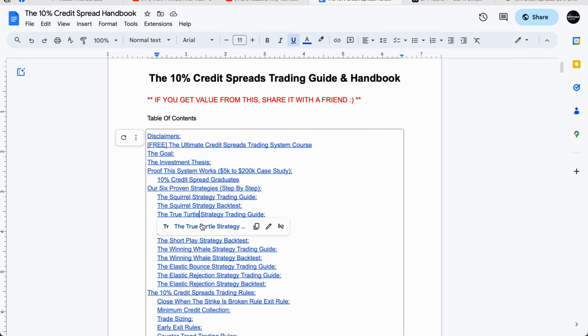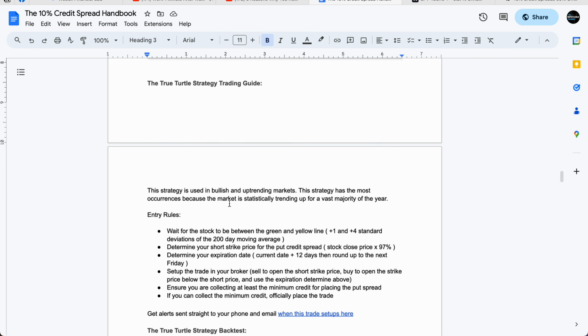So if we look at it, it's called the Turtle Strategy, so let's jump right to that. The Turtle Strategy comes from profiting in bullish and uptrending markets. It's called the Turtle Strategy because back in the 1900s, we had Richard Dennis, who was a legendary trend follower, who took some people off the street who had no experience trading and taught them trend following rules, and they went on to make hundreds of millions of dollars. This is based off that strategy.